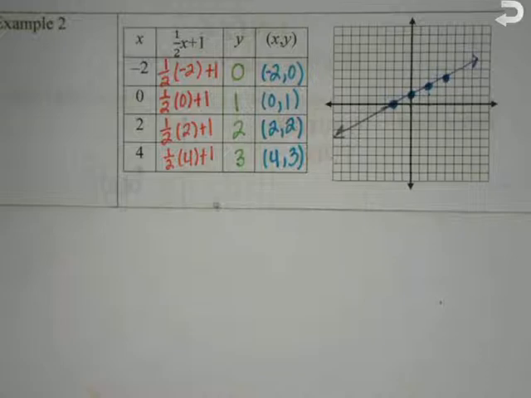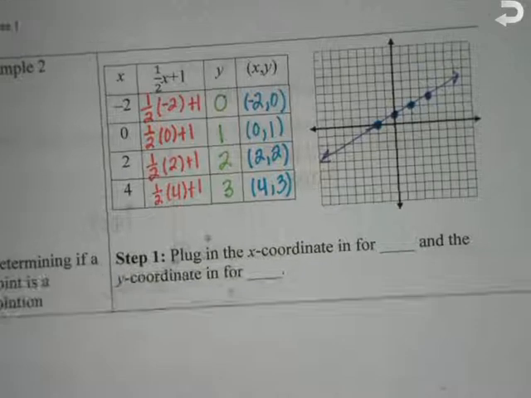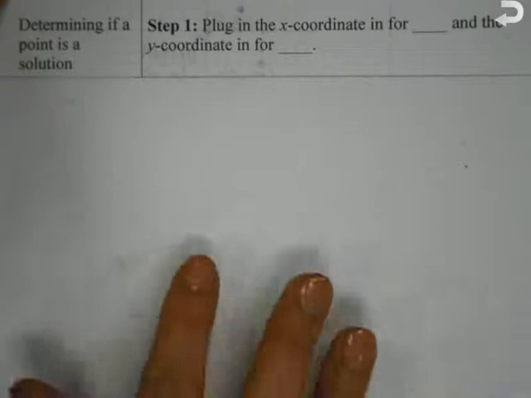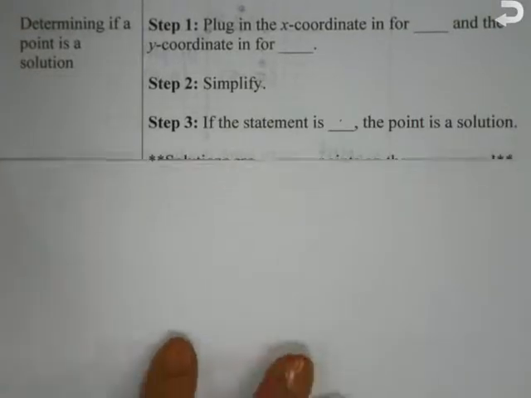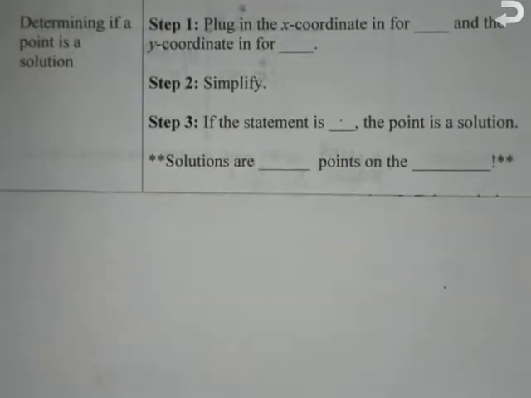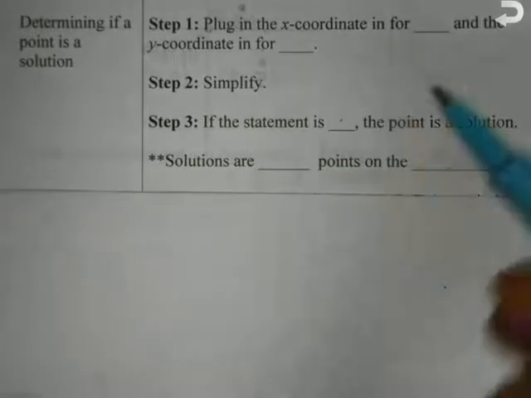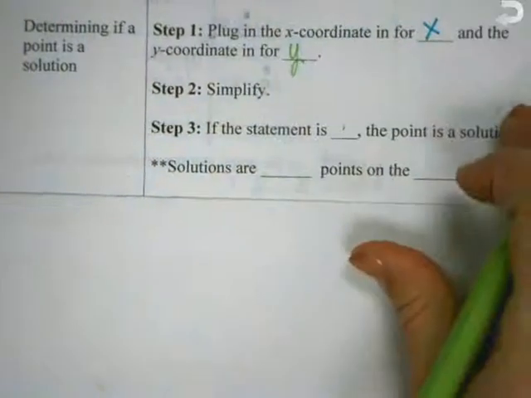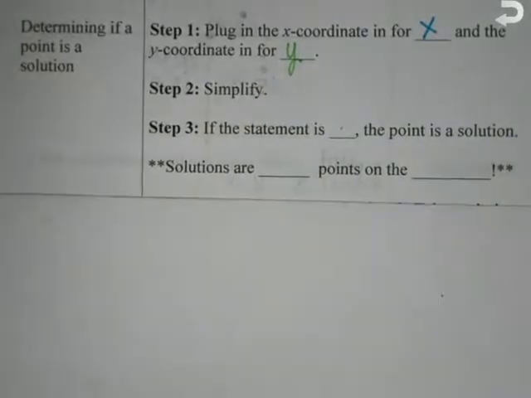Okay, so now that we know how to graph using a table, we also want to be able to determine if a point is a solution. So step 1, we are going to plug in the x coordinate for x, and the y coordinate in for y. What's going to happen is they're going to give us an equation and a point and ask, is the point a solution? So we're going to have an x and a y, so we plug those in.